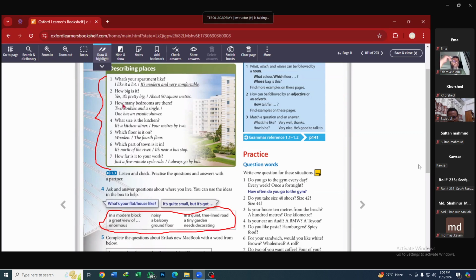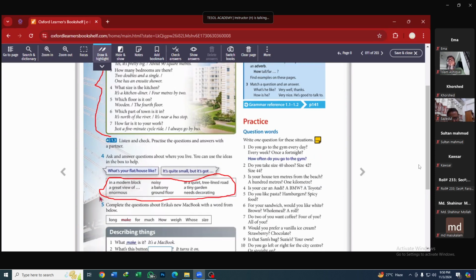Okay, so one of you will be asking these questions that we just practiced, question number 1 to 7. And the other person will be answering these questions, describing your home, okay? Not Erica's home that we just did. So you will describe your own home by using these phrases and words given in this box: in a modern block, a great view of, enormous, noisy, a balcony, ground floor, in a quiet tree-lined road, a tiny garden, needs decorating.